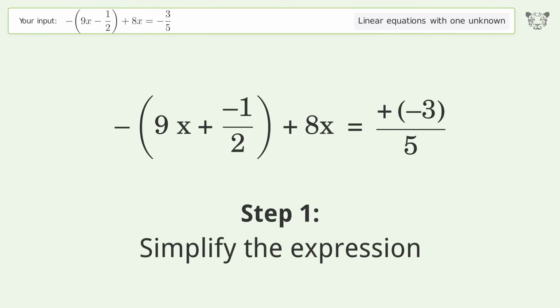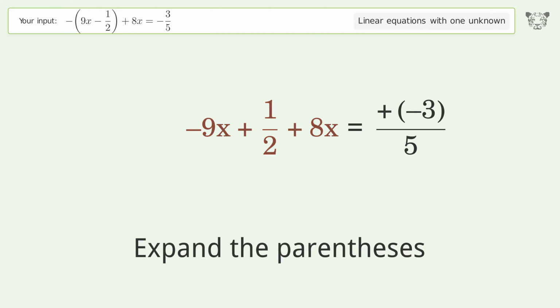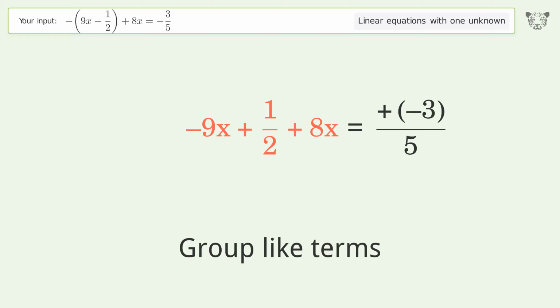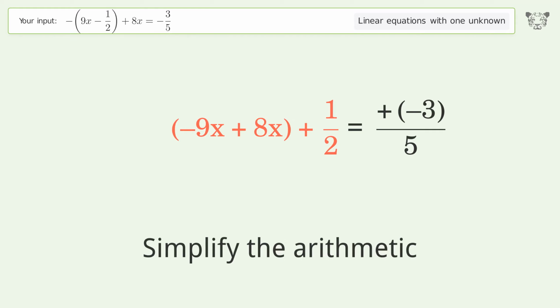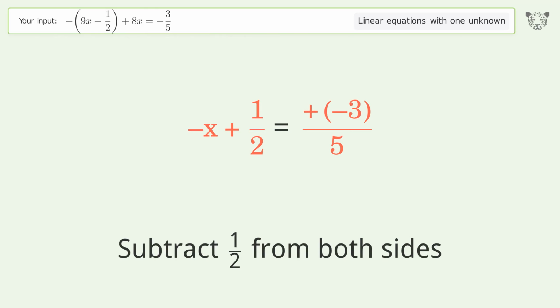Simplify the expression. Expand the parentheses. Group like terms. Simplify the arithmetic. Group all constants on the right side of the equation. Subtract 1/2 from both sides.